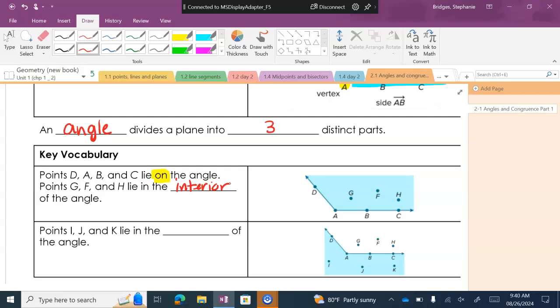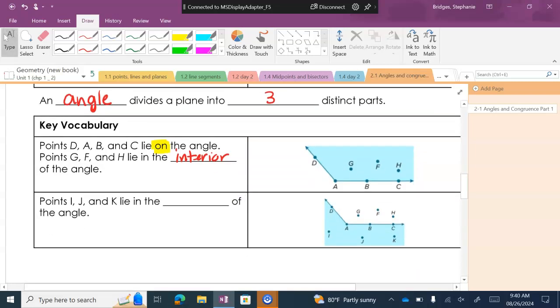And then in the other picture, points I, J, and K, do you notice how they're below, in that below shaded region? They're not in between my two rays. They're below them or behind them, or on the exterior of the angle. So the three distinct parts are on the angle, the interior of the angle, or the exterior of the angle.